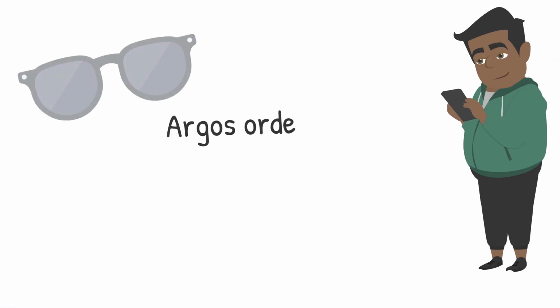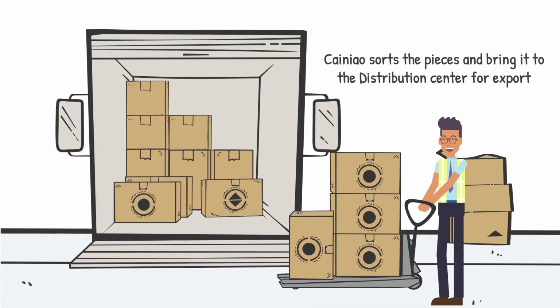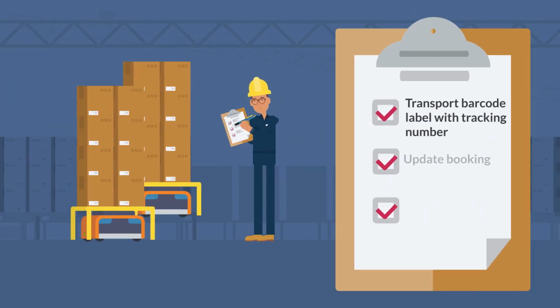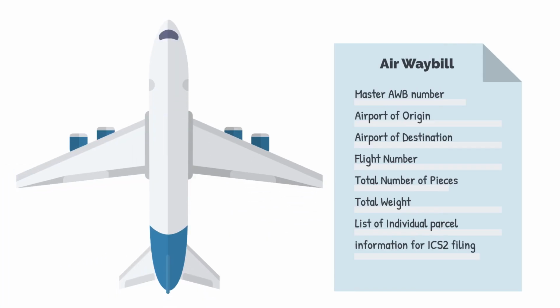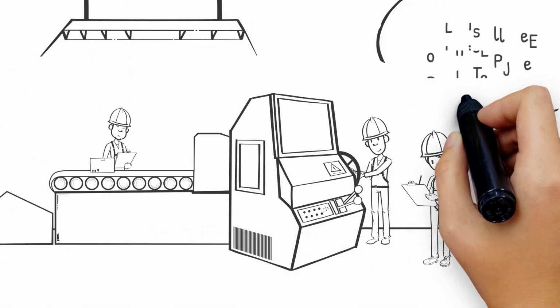Argos orders 1 pair of Ray-Ban glasses from Taobao. Sinyao sorts the pieces and brings them to the distribution center for export. Sinyao labels the piece and adds it to the booking with the other pieces. An Air Waybill is issued for international transportation. Sinyao will send the pieces to the bonded export warehouse and the GHA will scan them.